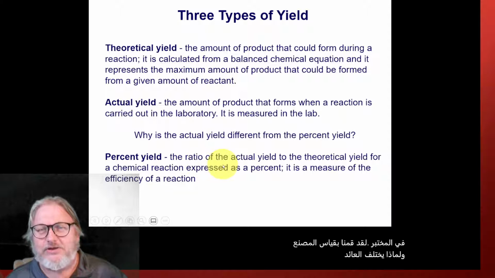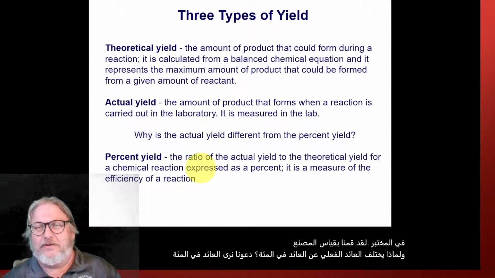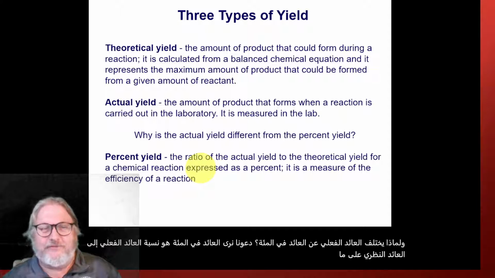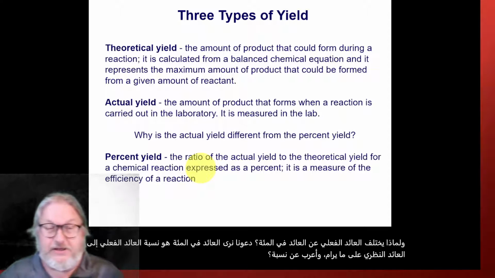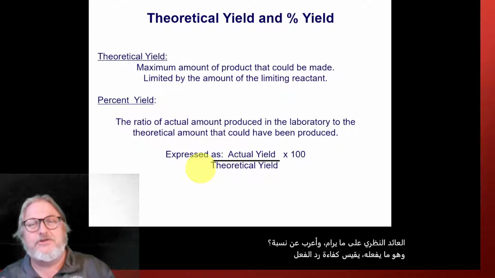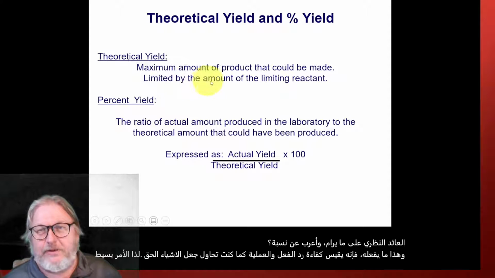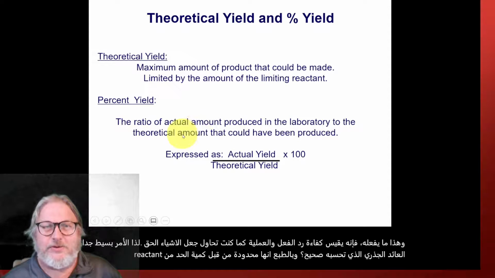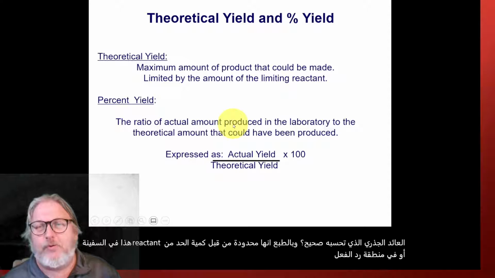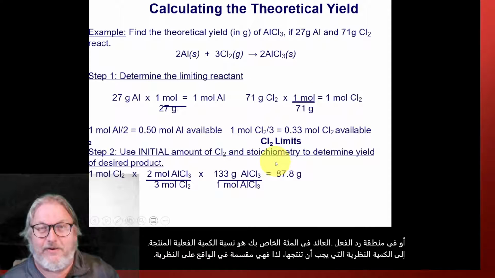Well, let's see. The percent yield is the ratio of the actual yield to the theoretical yield, expressed as a percent. What it does is measure the efficiency of the reaction and of the process as you're trying to make stuff, right? So it's pretty simple. Theoretical yield you calculate, and of course it's limited by the amount of limiting reactant that's in the vessel or in the reaction area. Your percent yield is the ratio of the actual amount produced to the theoretical amount that you should have produced. So it's actual divided by theoretical times 100. Not hard.